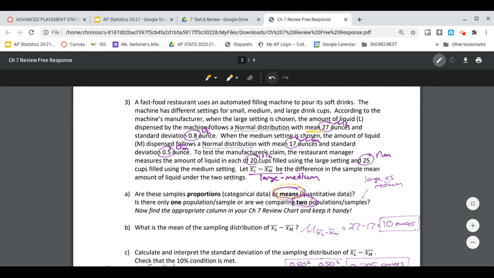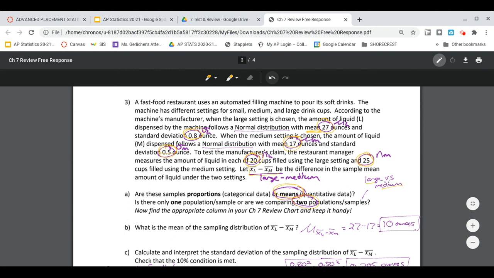So let's see, we're interested in means. So it's a mean situation, and we do have 2 populations, large versus medium. Okay, and then I see a bunch of numbers in that paragraph, so I just went one by one and labeled what they are with their notation. So we have our population means, mu of L and mu of M. We have standard deviations, sigma of L and sigma of M. We have our sample size of L and our sample size of M.